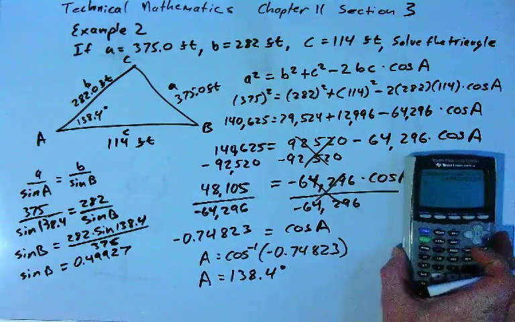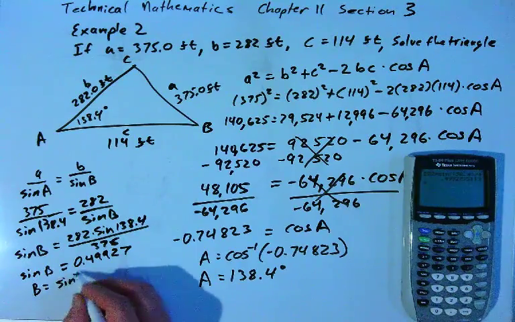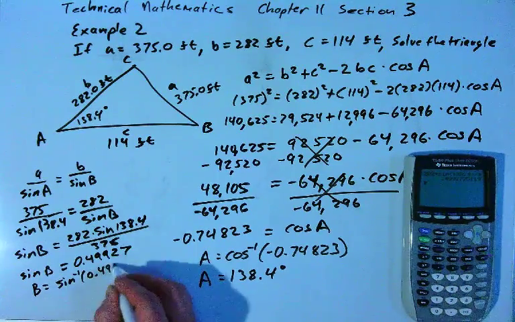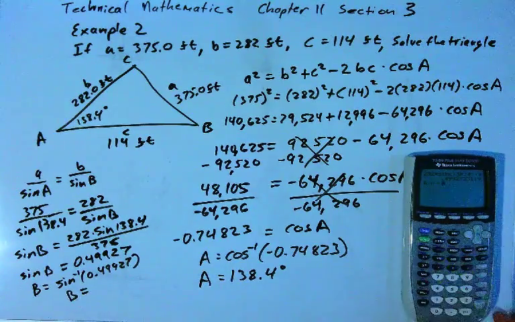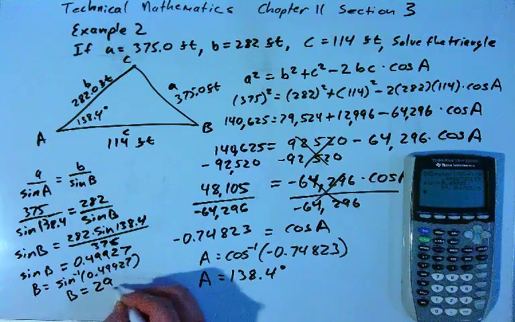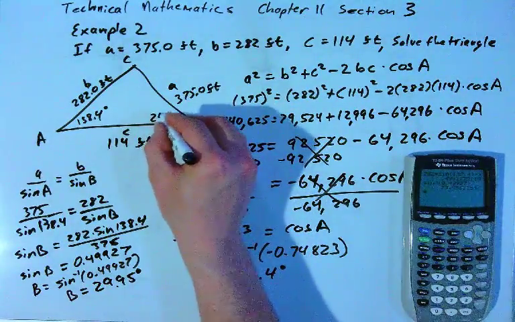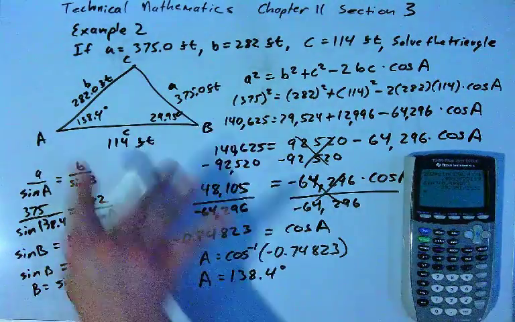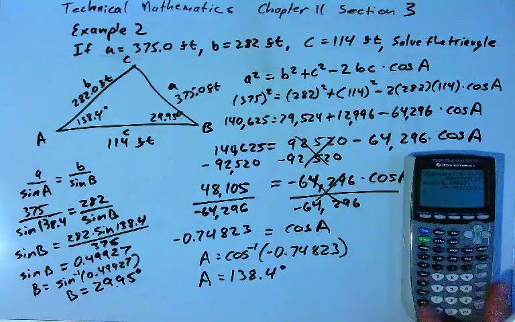0.49927. Okay, and so now we can find B by taking the inverse sine of both sides. B is the inverse sine of 0.49927, close parentheses. We get 29.95 degrees. So angle B is 29.95 degrees. Now that I know two of the angles, the third one is easy to find because they have to add up to 180.